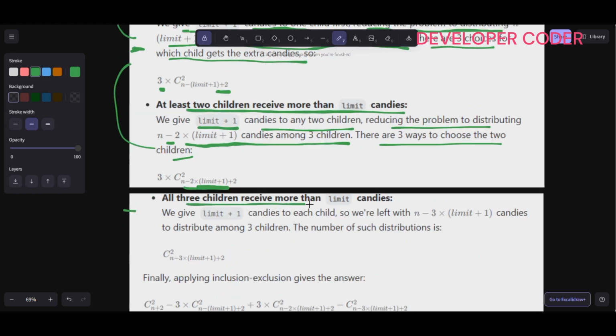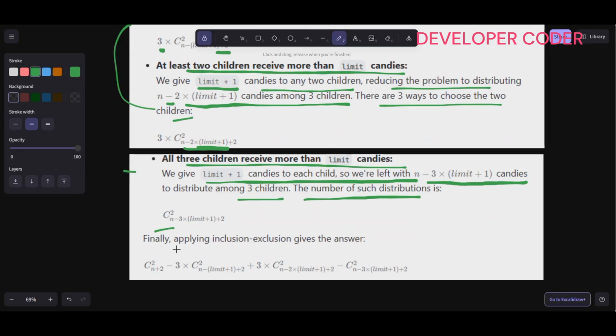All 3 children receive more than the limit candies, so we give limit plus 1 candies to each child. So we are left with n minus 3 into limit plus 1 candies to distribute among 3 children. The number of such distributions is this. So finally, applying inclusion-exclusion gives the answer: this total minus this.